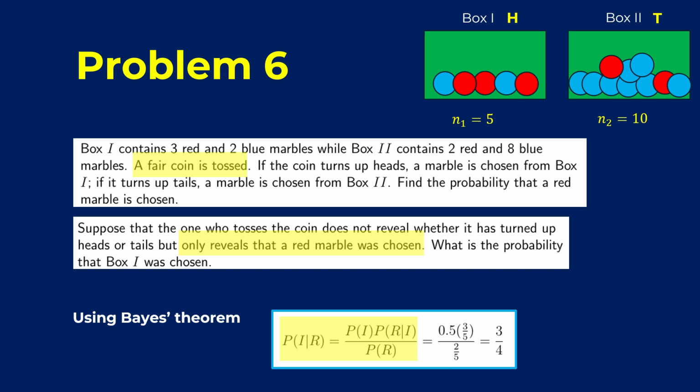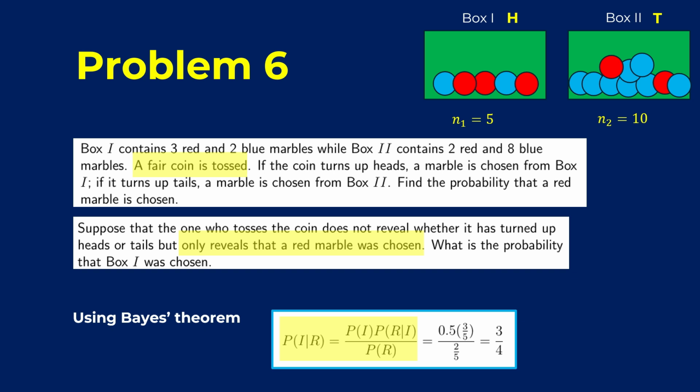Luckily, we know the values required for these probabilities from our solution of problem 5. The probability of selecting box 1 is 0.5 and the probability of picking a red marble is 2 by 5. And the probability of R given that box 1 is selected is 3 by 5. Since when we know that box 1 is selected, there are 5 marbles in box 1 and 3 of them are red marbles. So there are 3 possibilities out of 5 to pick a red marble from box 1.